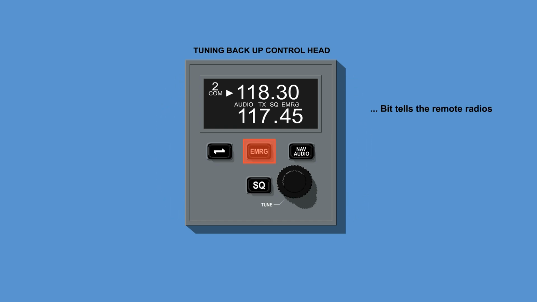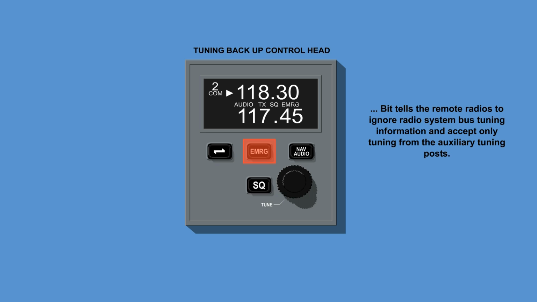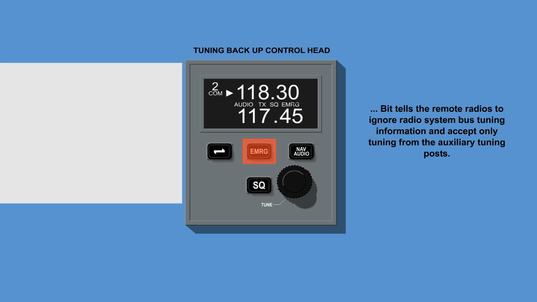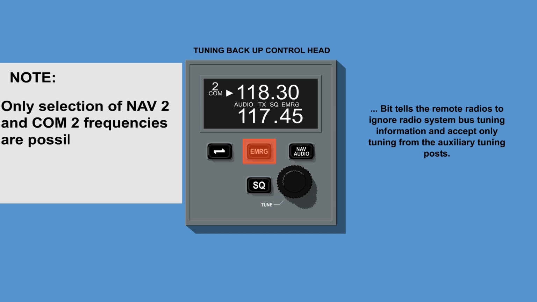This bit tells the remote radios to ignore radio system bus tuning information and accept only tuning from the auxiliary tuning posts. Note, only selection of NAV2 and COM2 frequencies are possible in this mode.